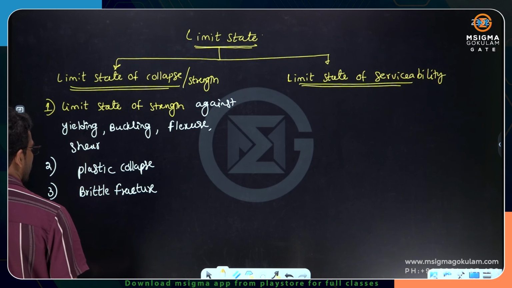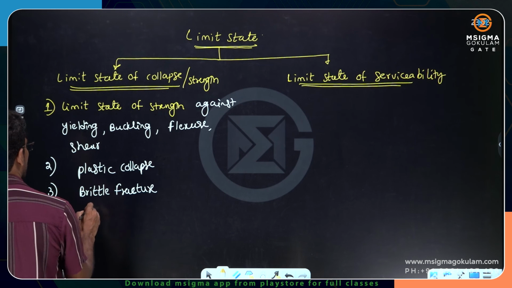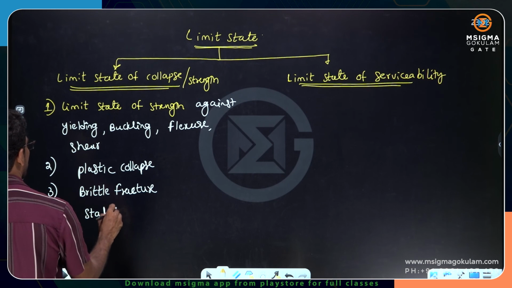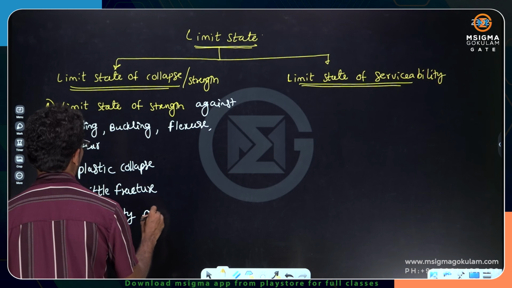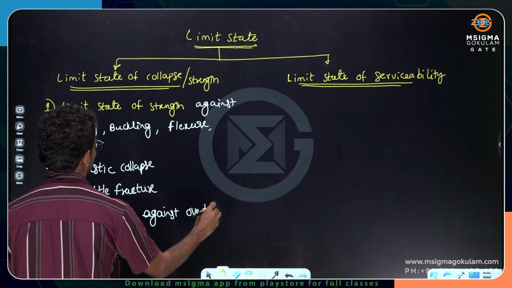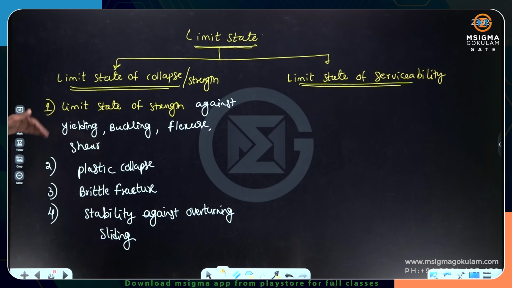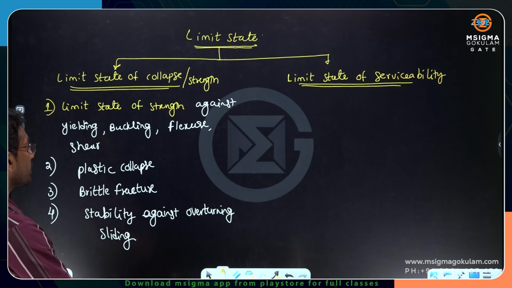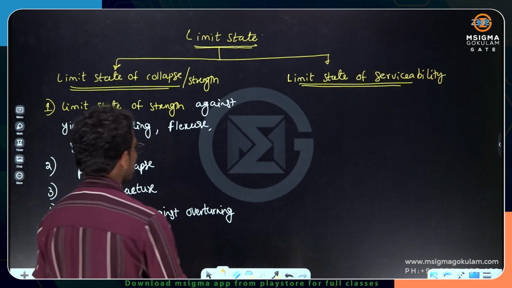And we have the stability aspect, safety against stability, like overturning, etc. You can say stability against overturning, sliding, etc. So these are the major limit state of strength aspects: limit state of strength against yielding, buckling, flexure, shear; against plastic collapse; against brittle fracture; and limit state of stability against overturning, sliding, etc. These are all the strength aspects.